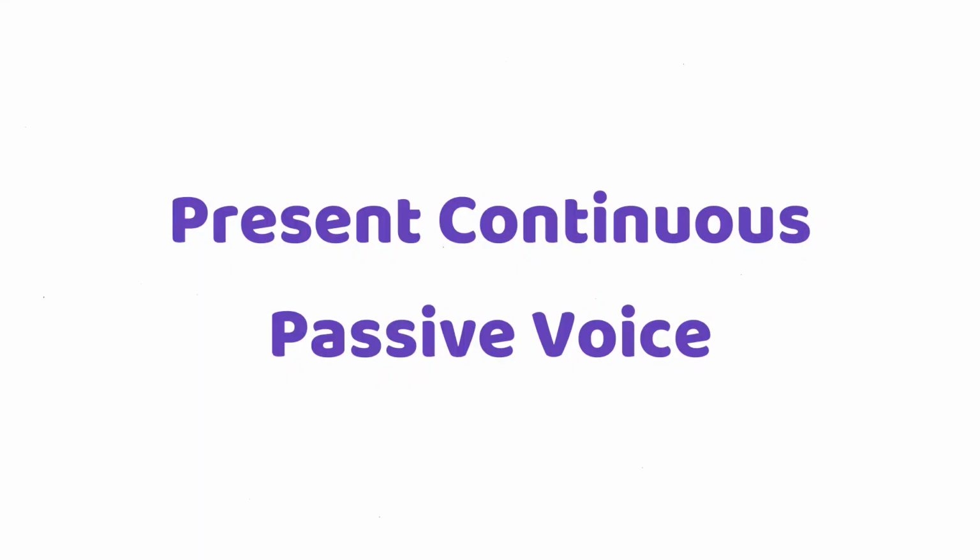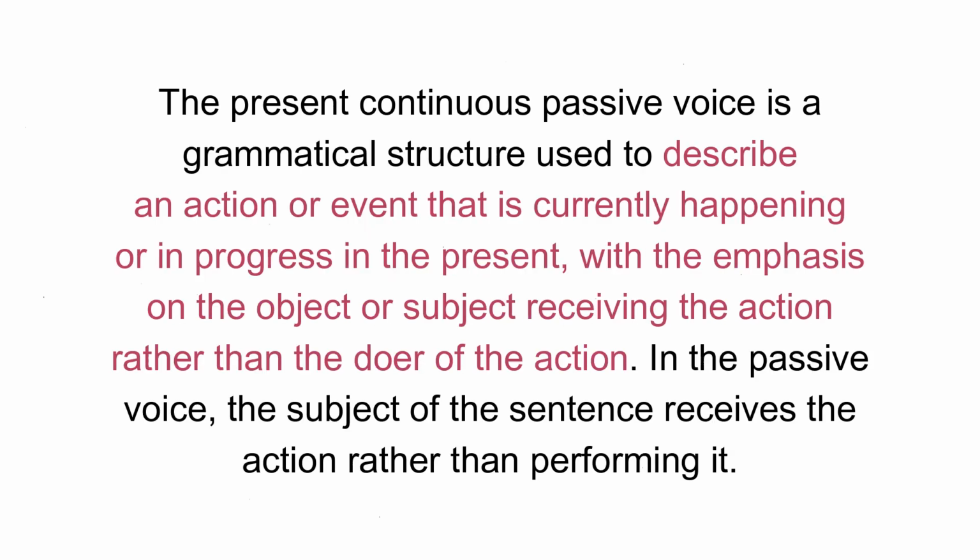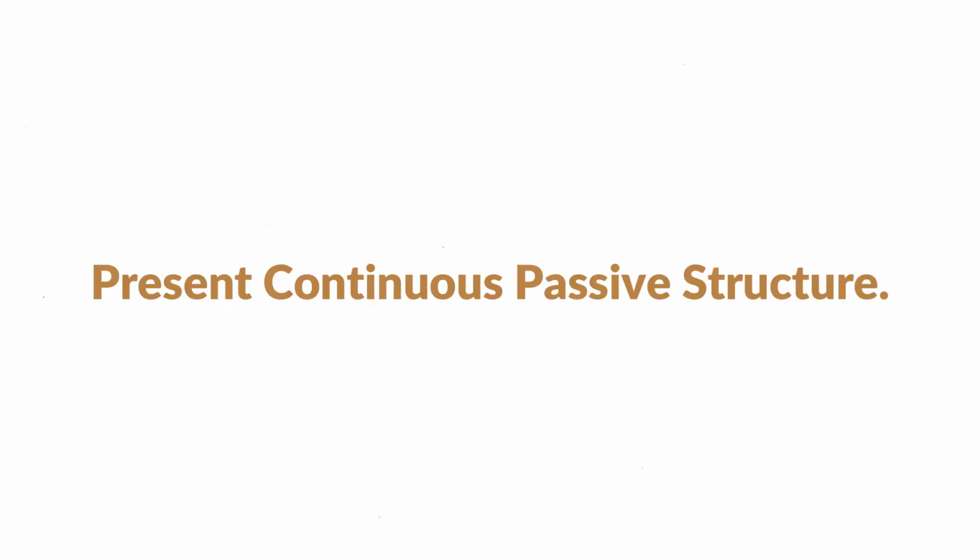Present continuous passive. In the story you heard, our house is being decorated for the party at the moment. The present continuous passive voice is a grammatical structure used to describe an action or event that is currently happening or in progress in the present, with the emphasis on the object or subject receiving the action rather than the doer of the action. In the passive voice, the subject of the sentence receives the action rather than performing it. Present continuous passive structure.